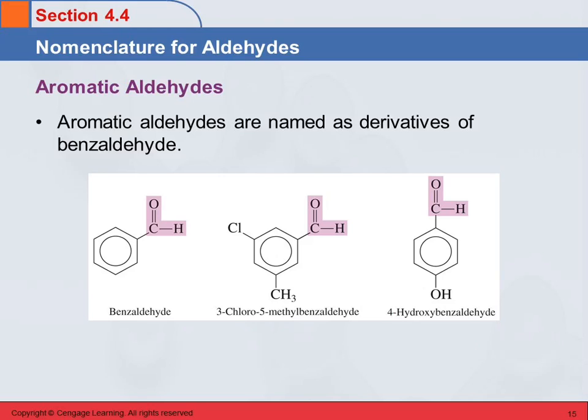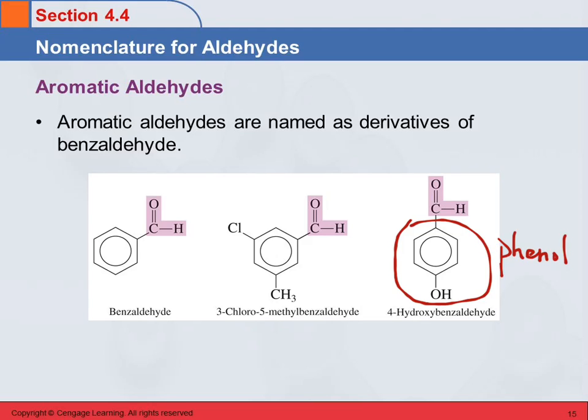Now, this is where we get into priorities. Because this guy right here has a special name, doesn't he? That's phenol. Why don't we name this as a substituted phenol? Because aldehydes take precedence over, they take priority over alcohols.